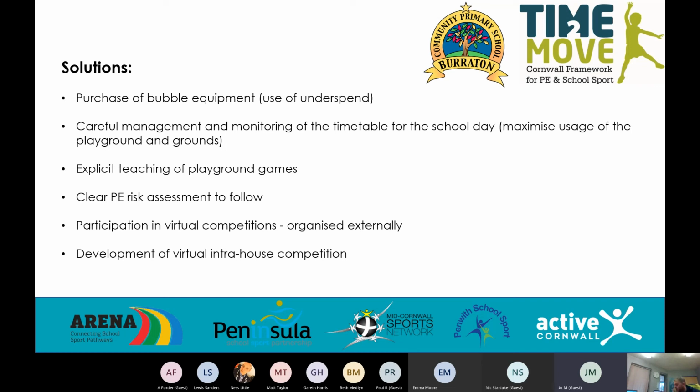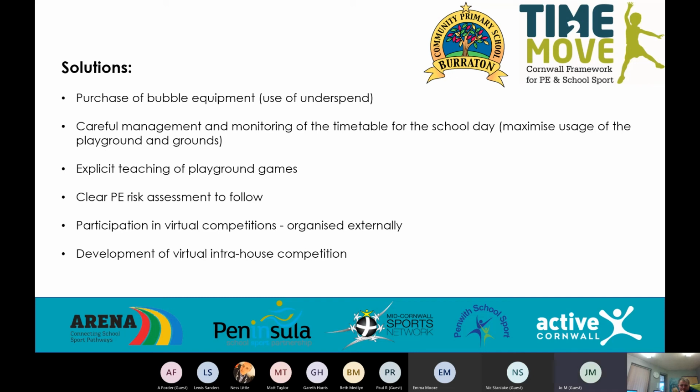Obviously with COVID, there's a bit of a difference in terms of the levels of fitness and activity levels that children have experienced during lockdown and during the summer holiday. Some children in our school, as Tim alluded to, have actually become fitter during that period of time, but I would say the majority, their activity levels have decreased.